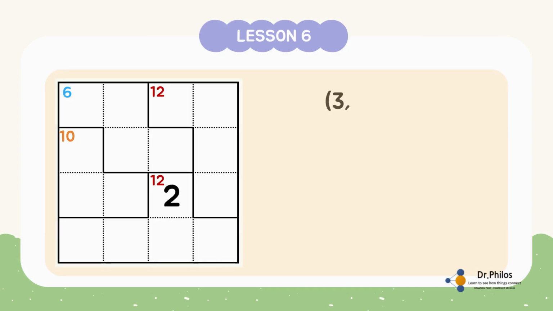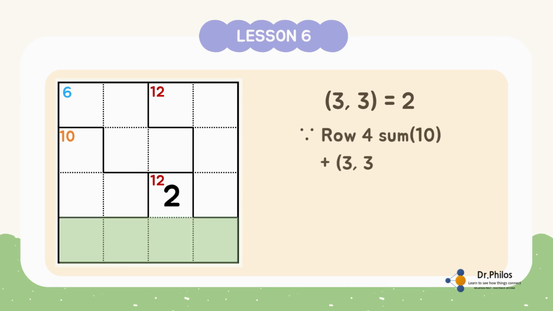Three, 3 is 2. Because row 4 makes 10. And if you add that one box, 3, 3, it makes 12. So 12 minus 10 is 2. And then what? I looked at the 3-box block that makes 10. What made you look there?